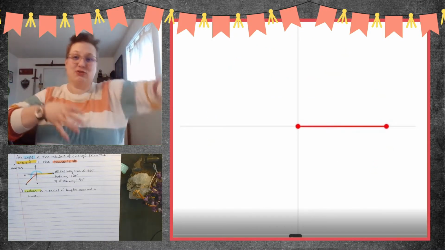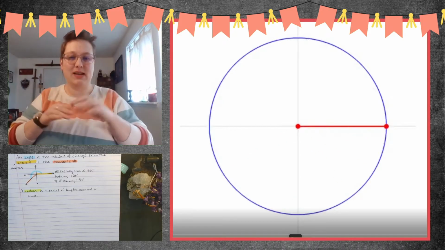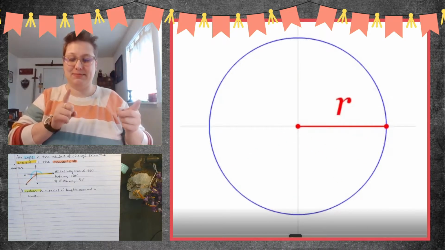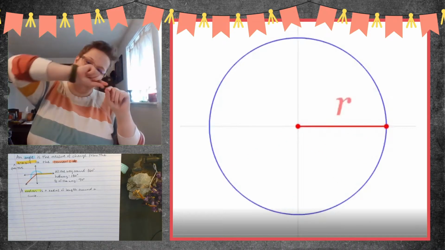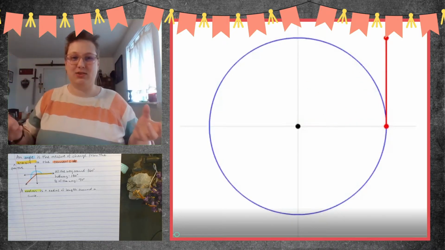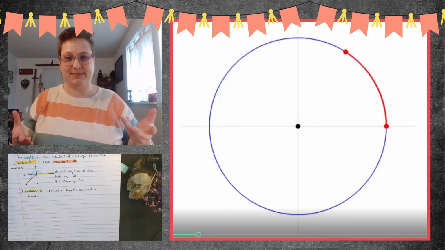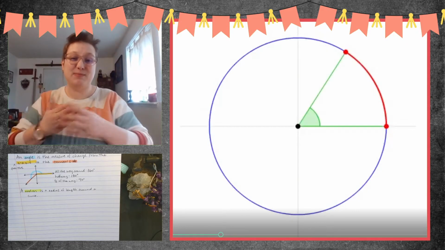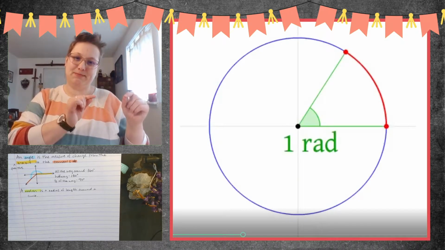So I'm going to take a line and draw a circle with it. That red line is a radius. Now, if I take that red line and I wrap it around the outside of the circle, that's a radian. So that's 1 radian.